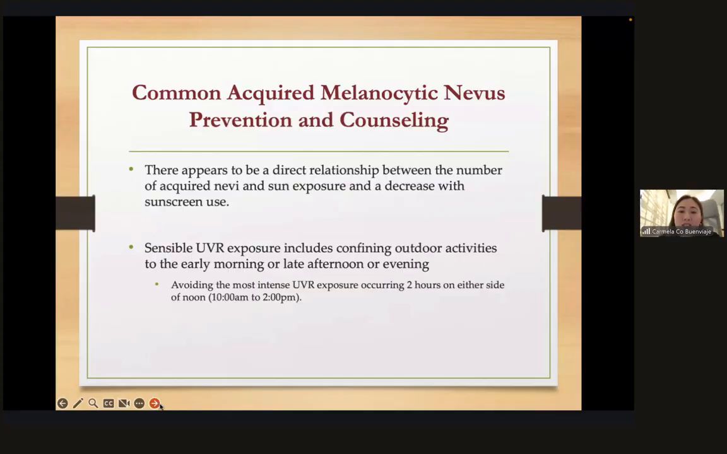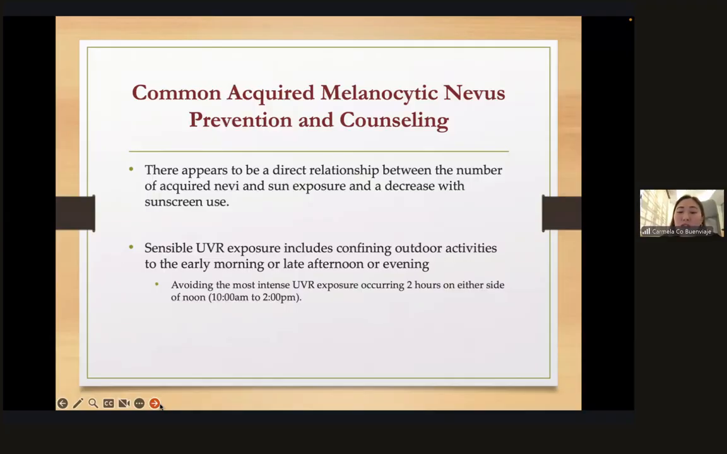For prevention and counseling, there appears to be a direct relationship between the number of acquired nevi and sun exposure, and a decrease with sunscreen use. So we should advise sunscreen use. Sensible UV radiation exposure includes confining outdoor activities to early morning or late afternoon or evening.